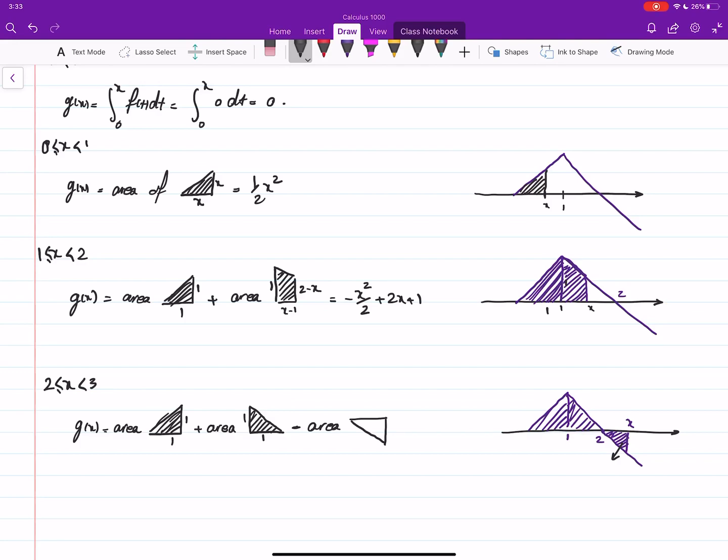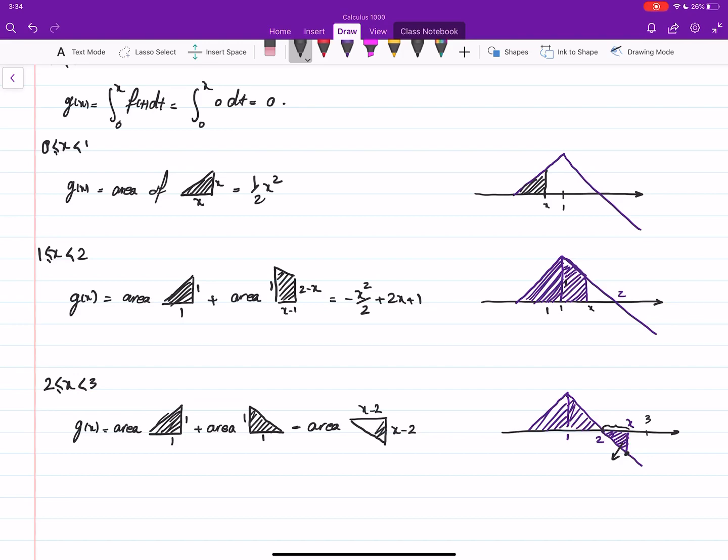But what are the sides of this right triangle? Well, here you see from 2 to x, so we have x minus 2. And here, if you look at the value of the function at x, if x is between 2 and 3, it is given by 2 minus x. But since this is a negative number, it will be x minus 2 again.